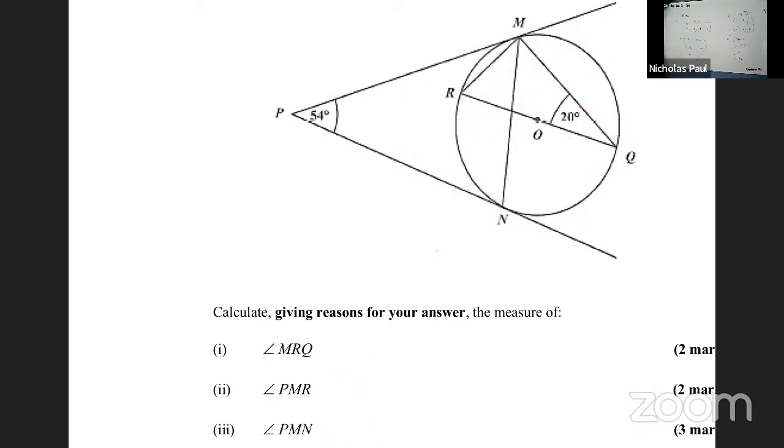So I'm going to show it over again. MRQ is 70. The reason for that is that the angle here is 90. That's okay? PMR is this little piece here. This and this will be equal, so that's 20. And PMN, this is isosceles. So here and here will be equal. So you work it out and you'll get here to be 63, here to also be 63. Okay, that's the order they wanted it in.